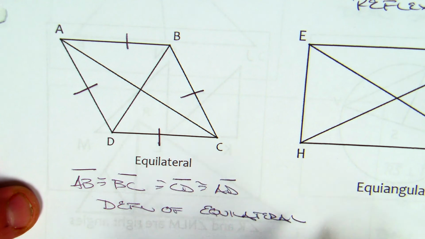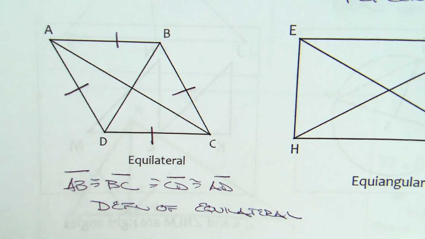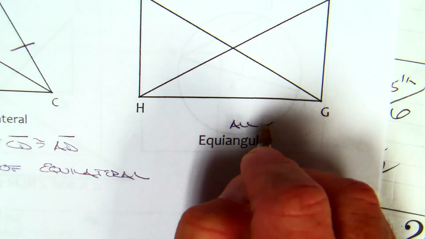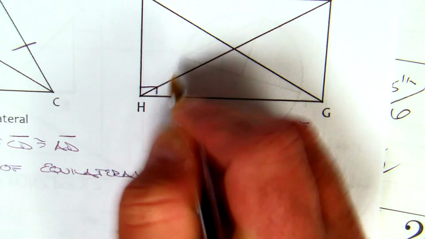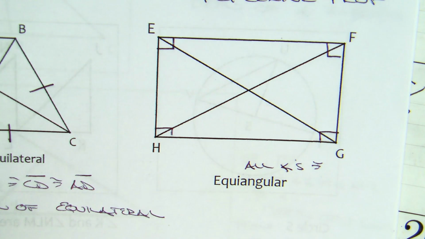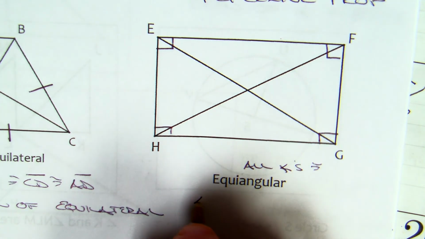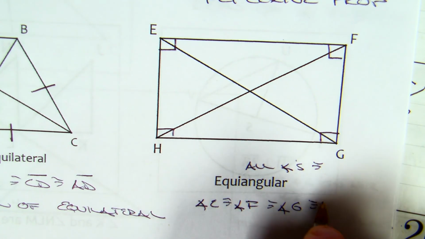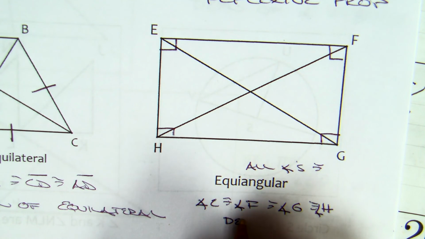Again, you don't need it for Tuesday, but eventually we're going to introduce it into some proofs. Good? All right, its next door neighbor, equiangular. What do you think that means? All angles are congruent. So angle H is congruent to angle E, congruent to angle F, congruent to angle G. They are right angles here, but they don't all have to be right angles in any figure. So angle E, congruent to angle F, congruent to angle G, congruent to angle H. Definition of equiangular.